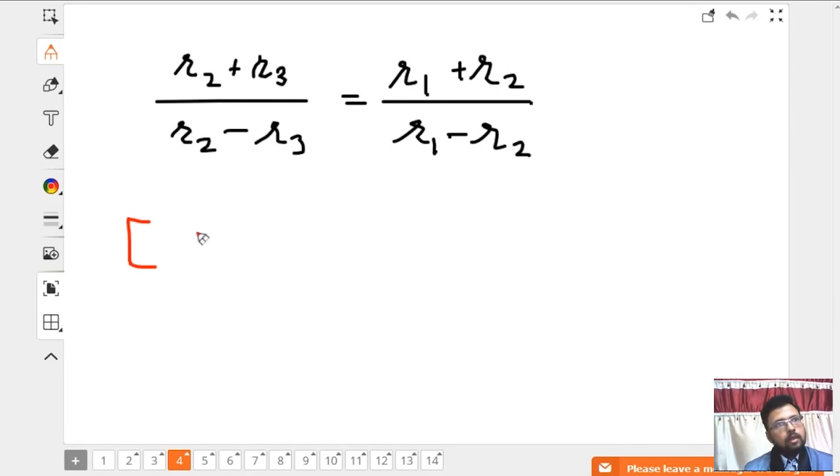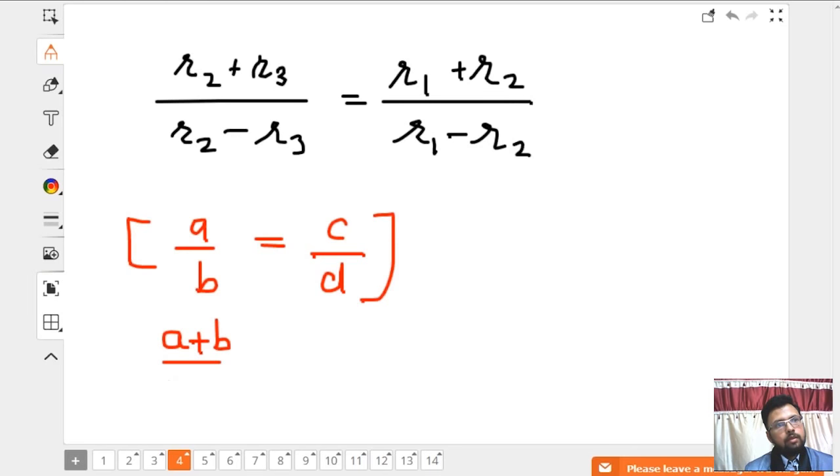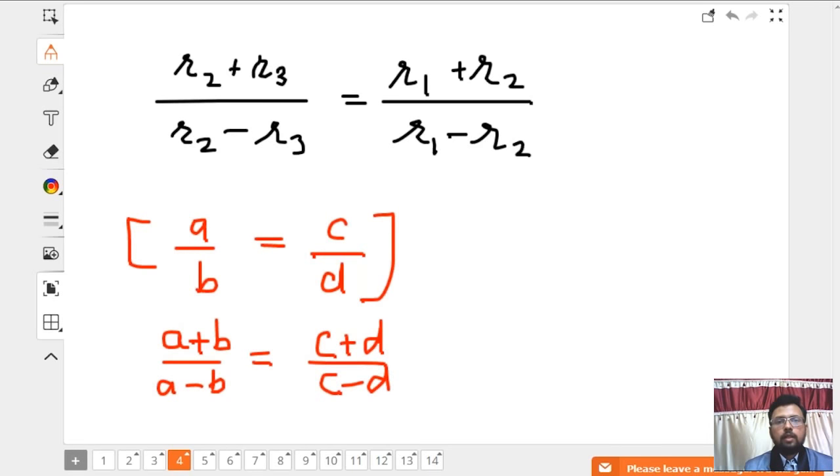Now, have you heard of a property? Okay, this is a property. If A by B is equal to C by D, then A plus B by A minus B is equal to C plus D by C minus D. This is a property of ratio and proportion. This is called componendo dividendo.